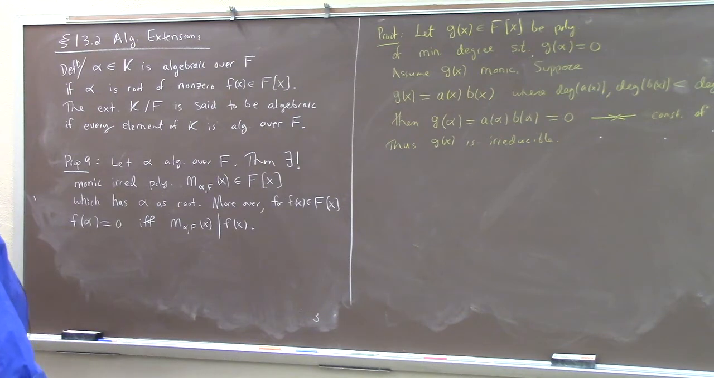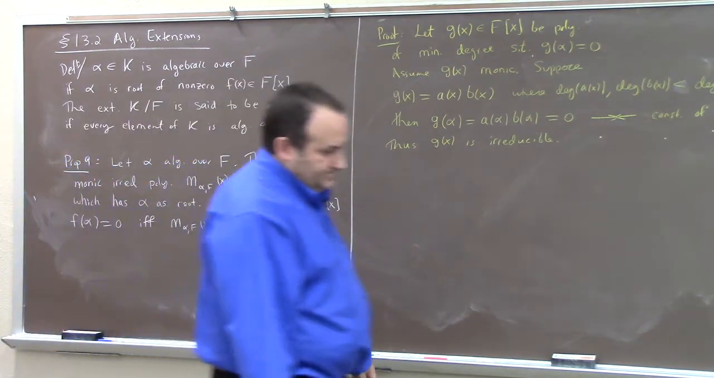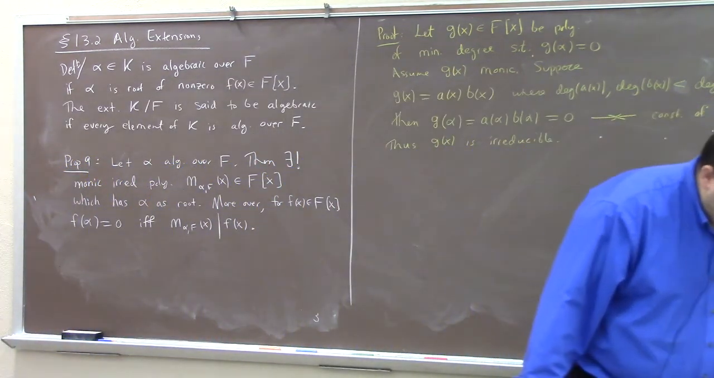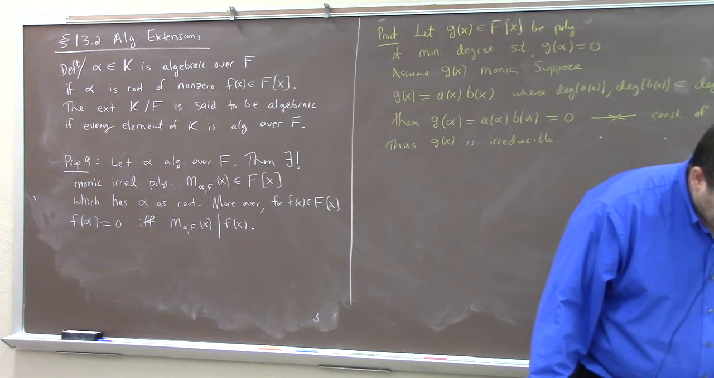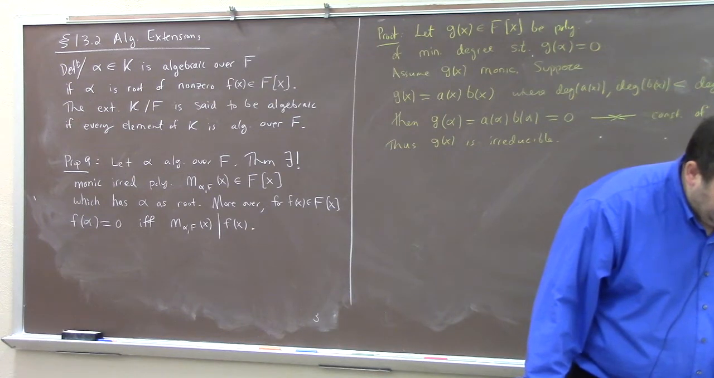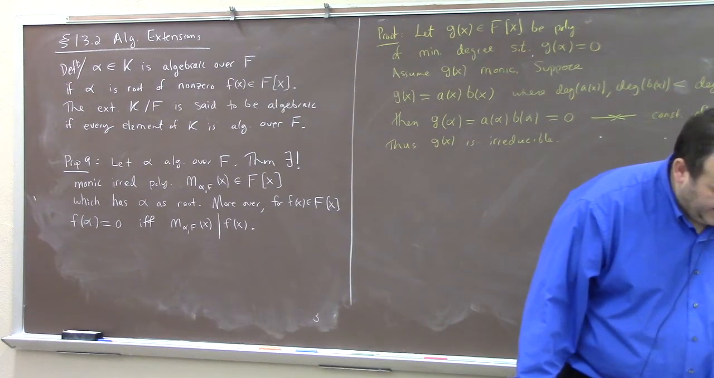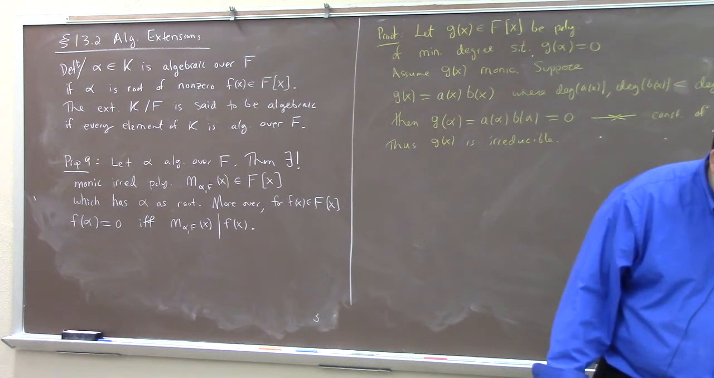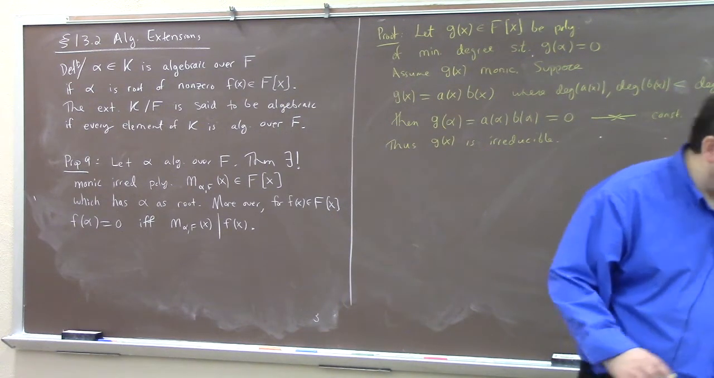So what was Proposition 9? Alpha algebraic over F, there exists a unique monic irreducible. Let's continue on here. So it follows that g of x is a monic irreducible polynomial having alpha as a root. Suppose now that f of x is any polynomial having alpha as a root.